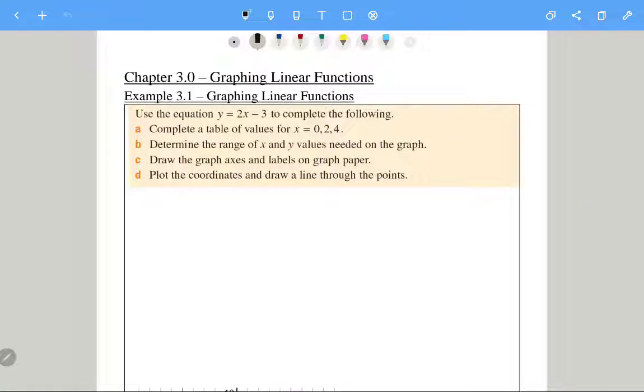Welcome. So today what we're going to be having a look at is combining the two skills we've been doing. So creating tables and plotting points, and we're going to be combining it all into one.